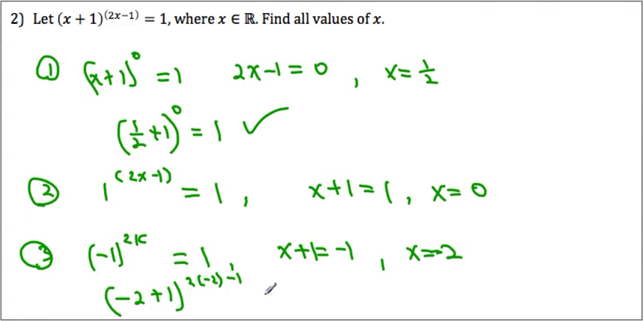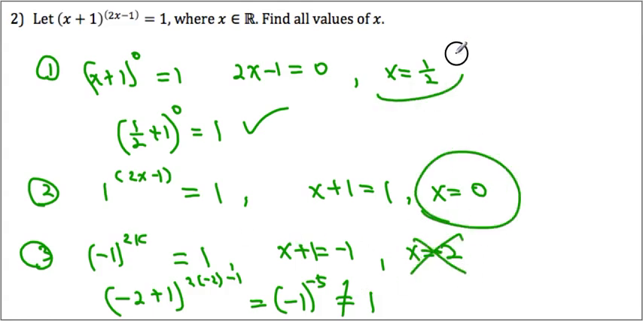Is that in fact equal to 1? The base becomes negative 1, the exponent becomes negative 5. You see, it's an odd number, so this will not be equal to 1. Rather, it will be equal to negative 1. So therefore, third one wouldn't work. So our answers are 1/2 and 0.